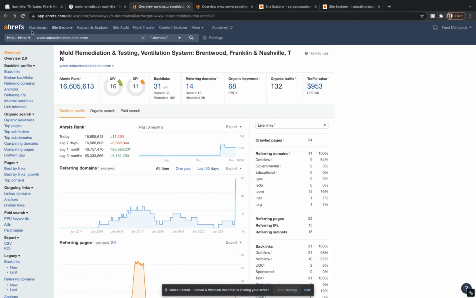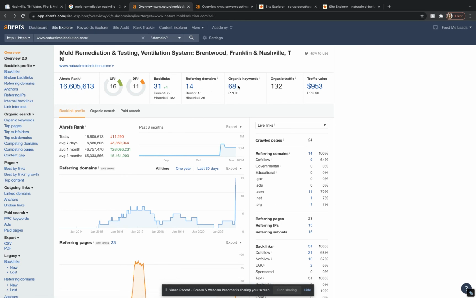So I use this site over here, which is called ahrefs.com. If you guys want to try doing this for yourself in the future, I would definitely suggest getting this tool. This is around $400 a month, but it gives you a lot of good insight. So I'm looking at the guys that we were just checking out before. You can see they have only 14 domains and 31 backlinks.